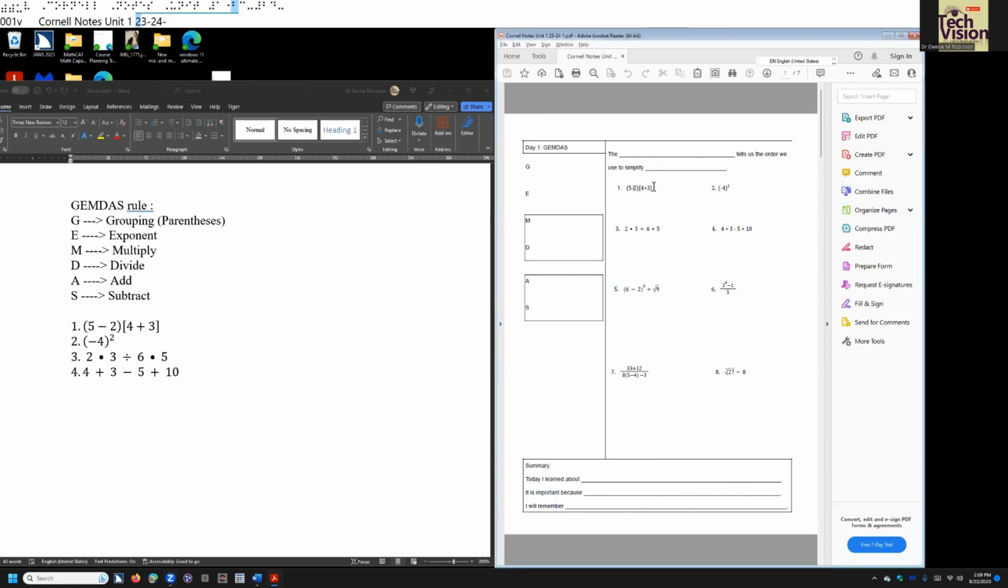You can put your cursor in front of it and move it around. GEMDAS tells us the order we use to simplify. Yep, that reads 5, 2, 4, 3, 2, and minus, and you can hear 5, 2, 4, 3, 2. So it's not going to read all the math correctly.